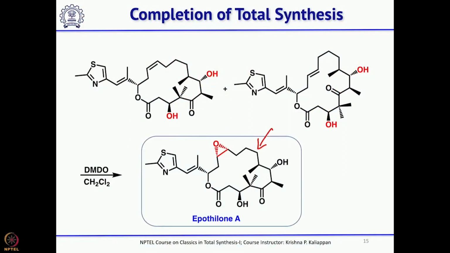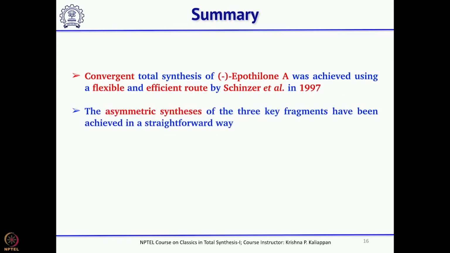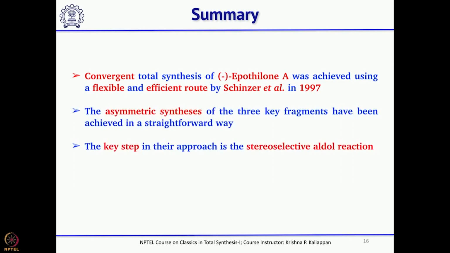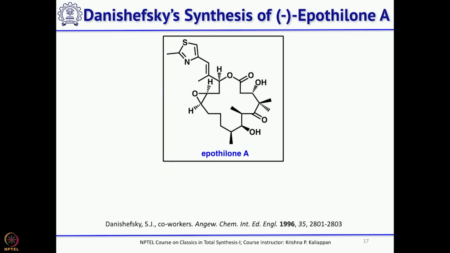That is how he completed the total synthesis of epothilone A, and as you know, the key reactions involved in this synthesis are aldol reaction, esterification and ring closing metathesis. Overall, he took about 16 longest linear steps and yield was close to 3%. The fourth synthesis of epothilone, which we discuss today, was reported by Danishefsky's group.